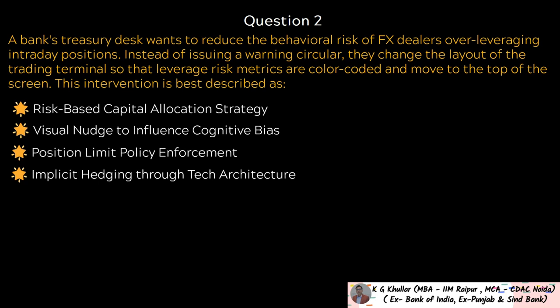Friends, the situation described in the question is basically a behavioral nudge, specifically a visual nudge, where the system layout is redesigned to make important risk metrics more salient. As you know, traders often suffer from overconfidence bias or decision fatigue. So making risk visible and color-coded nudges them to pay attention without issuing a rule. So the correct option for the given question is option B.